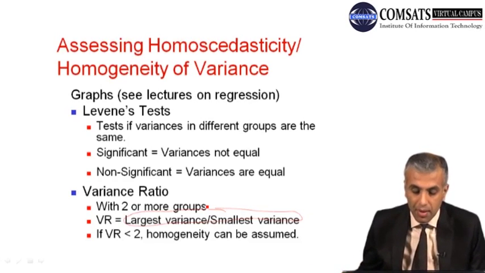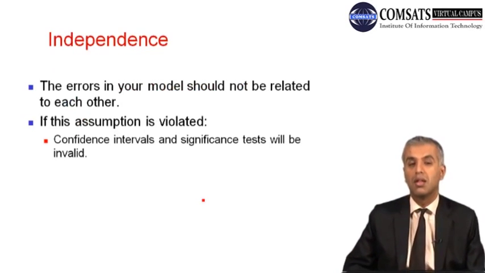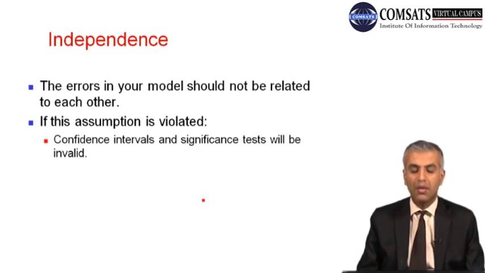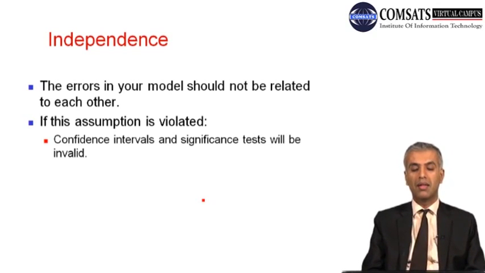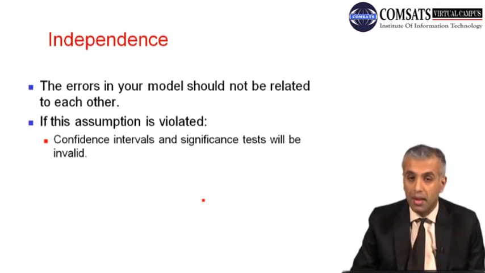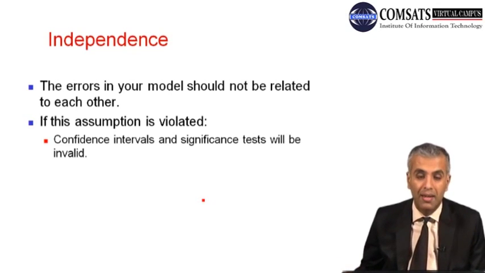This homogeneity of variance is important because it can affect your null hypothesis acceptance. Now coming to the next option, called independence, we assume that the errors in our model should not be related to each other. If this assumption is violated, then we would have a serious problem regarding the significance test in this case, which will no longer be valid.